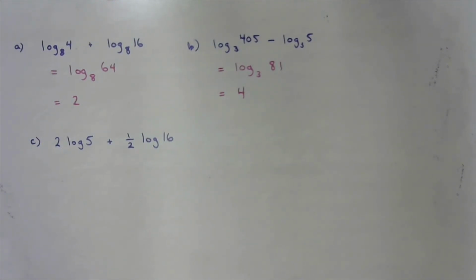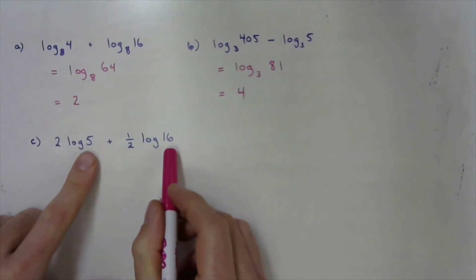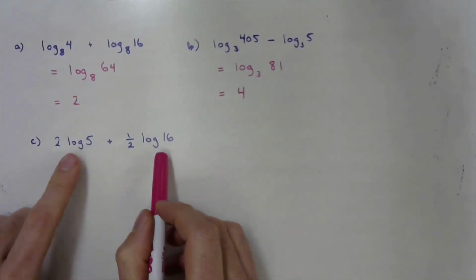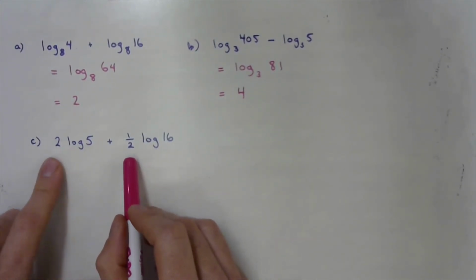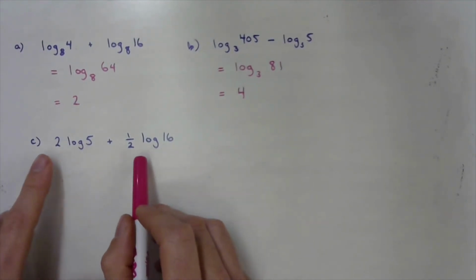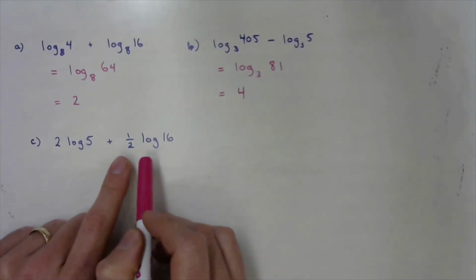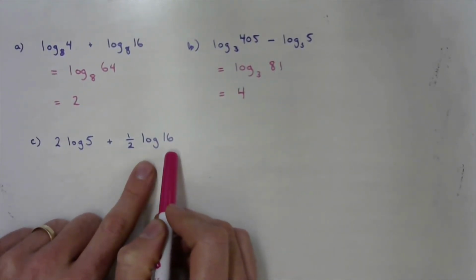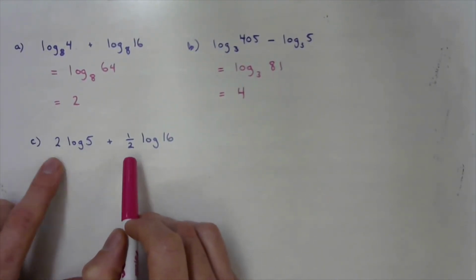In this case, if we're evaluating this, we have logs that we can combine, but we can't do that right off the hop because we can't combine them using our product law because they each have a multiplier stuck in front of them. They're not by themselves. It's not just log 5, it's 2 times the log of 5. It's not just the log of 16, it's 1/2 the log of 16. So what is a strategy, or what can you think of in order to get rid of these multipliers in front of each log?